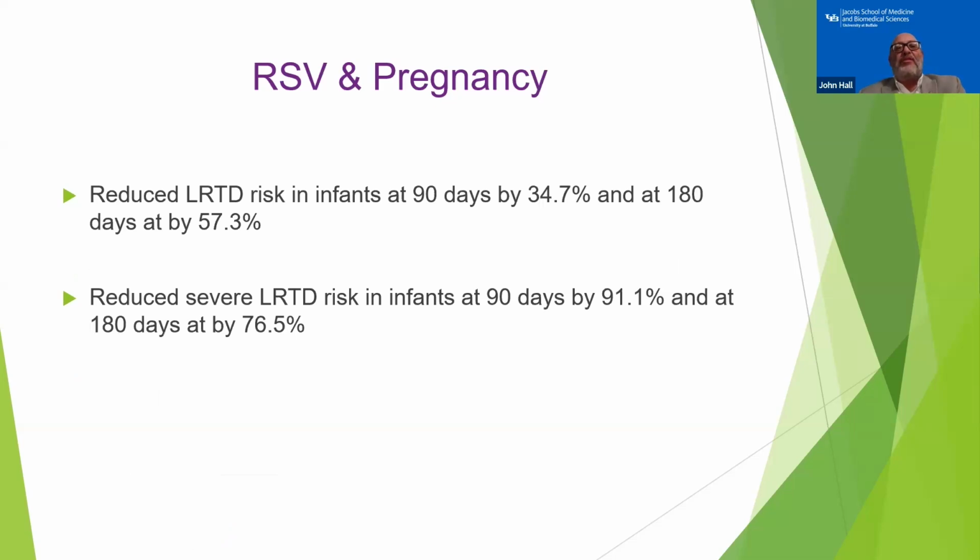The reduced risk can be significant. We see that reduced lower respiratory tract disease in infants at 90 days can be reduced by 34.7% at 90 days and as much as 57.3% by 180 days. And then in terms of severe disease reduction, that can be as much as 91%.